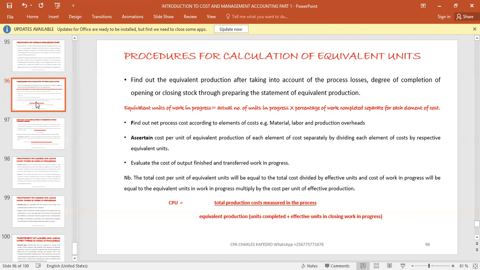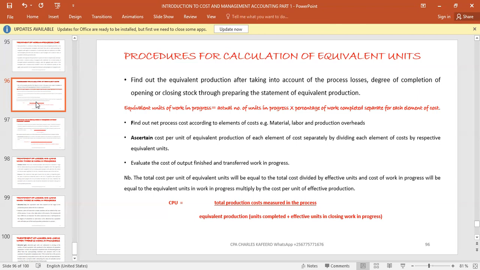But what is a bit different is FIFO, because for FIFO we have to first consume the opening stock, and when it is done, then we get to the introduced units and the closing work in progress, as we shall see.